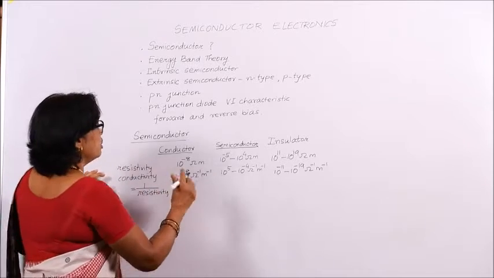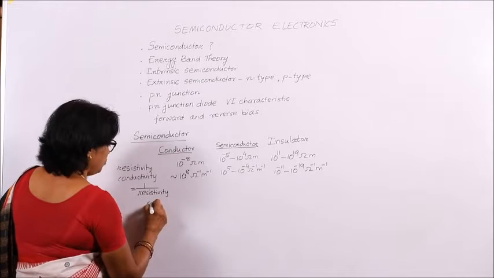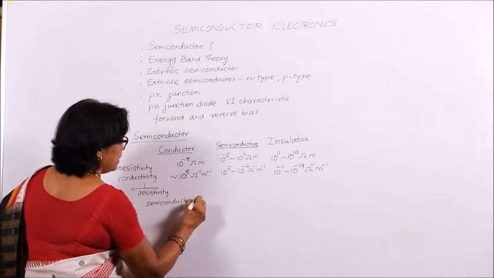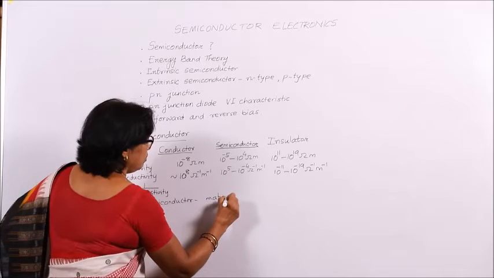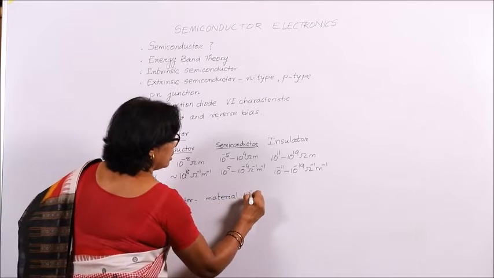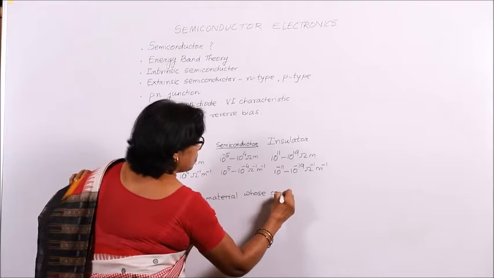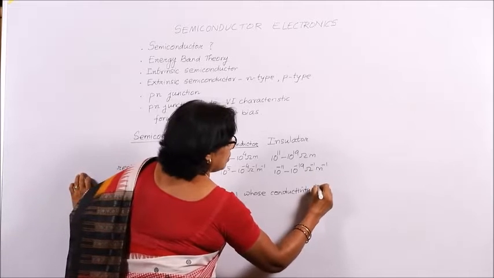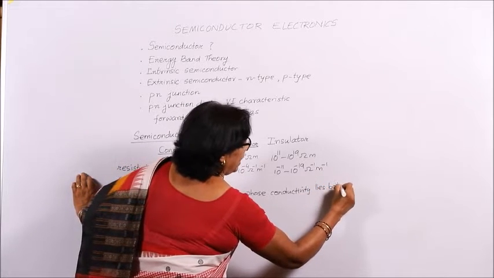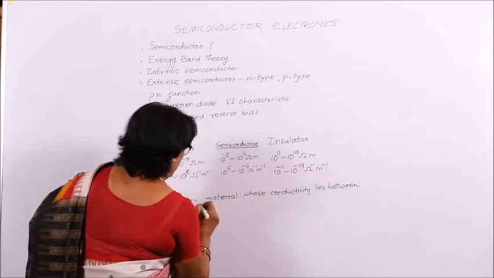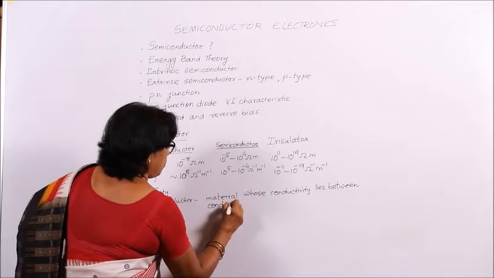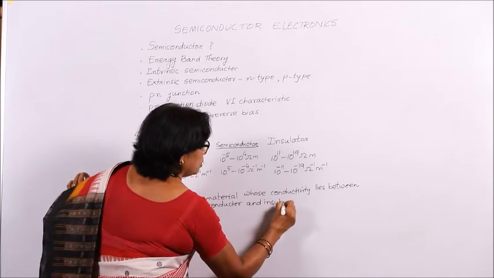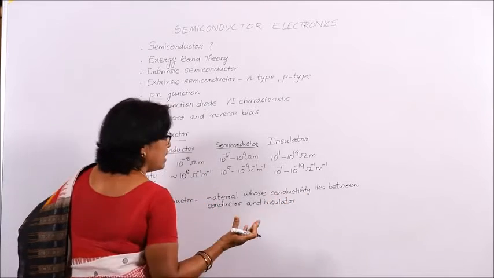So what we get from this discussion is that a semiconductor is a material whose conductivity lies between that of the conductor and insulator. Let us see what kind of material that is.